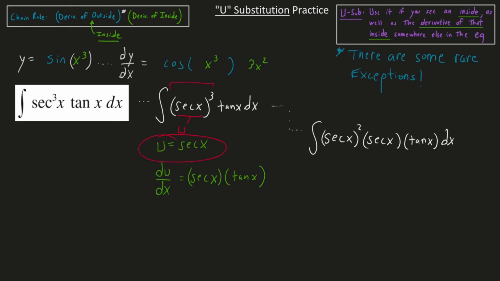So the derivative of this u choice is in the equation. It's just kind of hidden. So I'm going to go ahead with this u choice. I'm going to multiply both sides of my derivative equation by dx to get it in the numerator.